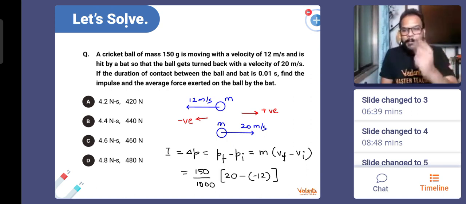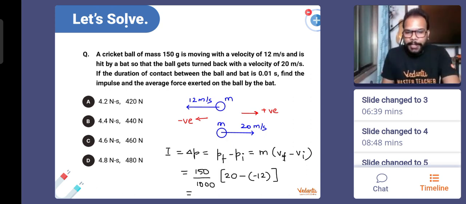The second vector is minus 12. Clear? So these two will effectively be added together. So everyone, it is 0.15 into 32. That's basically your impulse. And when you simplify this, it will come out to be 4.8 Newton second.